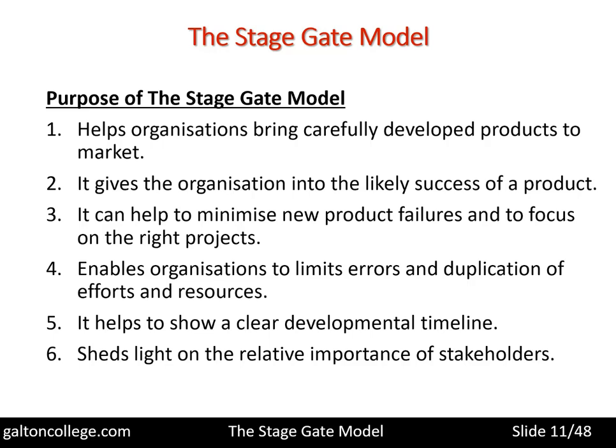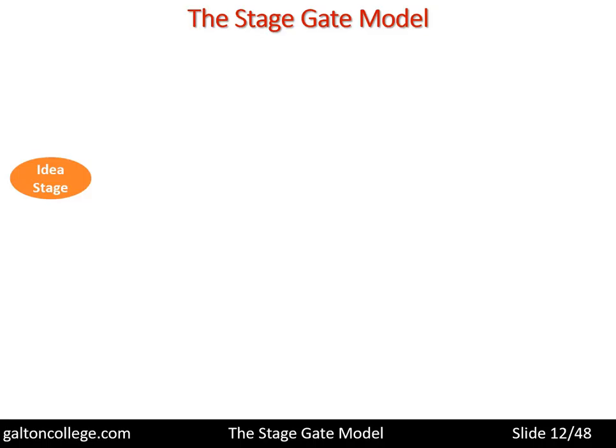It sheds light on the relative importance of stakeholders, and that's worth noting. Some people will be affected a lot, some people won't be affected too much. So it's important to know who will be affected. Perhaps within a company, let's say a production company where we're making physical items, some departments might be affected quite considerably. Other departments may not. Now let's turn to the model itself and look across how this is set out.